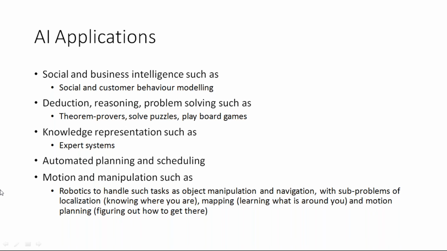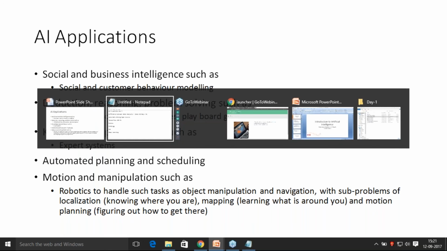So still this area of deduction and reasoning is there, but it is mostly in automatic game playing engines. A few days back we heard that Google had a project called Google DeepMind. They were calling it AlphaGo, which defeated the Chinese Go champion.